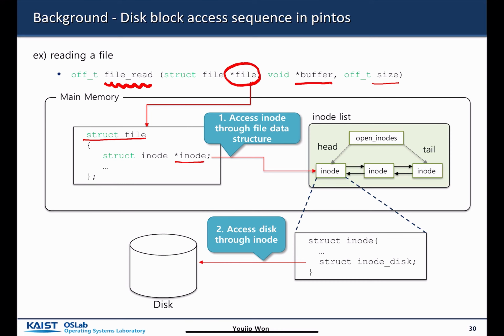Data structure struct file contains a pointer to the in-core or in-memory inode. Okay, and for in-memory inodes, Pintos maintains a linked list of inodes that have been opened by the operating system. So there's an inode list here, and each inode takes this form, and the in-memory inode contains the struct inode and the inode on the disk. It contains the start address and size of the file. So looking at inode disk, you should be able to find the location of the data blocks.